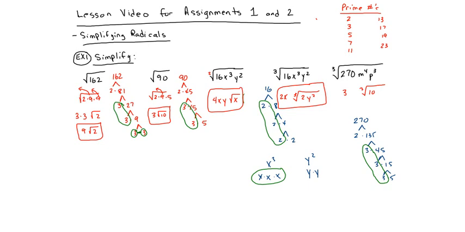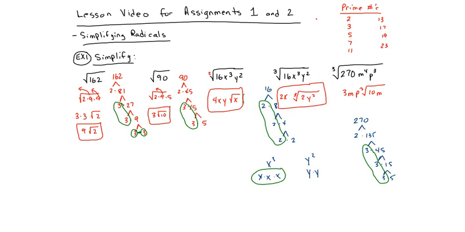Everything's multiplied. Now, m to the 4th means I have 4 m's. So try to picture that or write it on your paper. There are 4 m's. I'm looking for sets of 3. Well, there's one set of 3 m's. The extra m stays inside. Same thing with the p's. There are 3 p's, which means there's a set of 3 that comes out, and there's nothing that stays in.